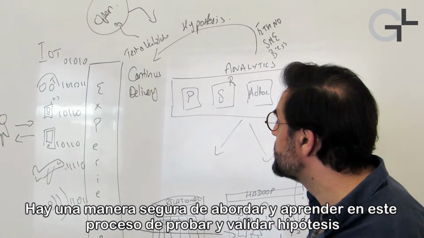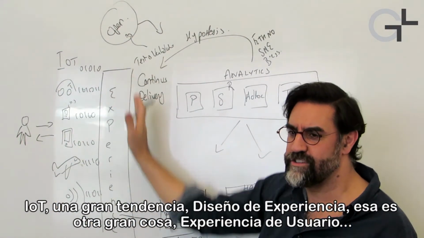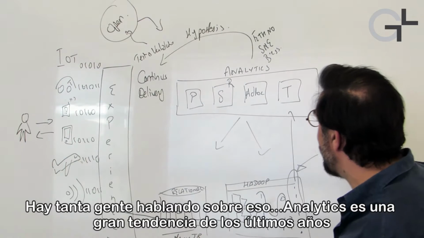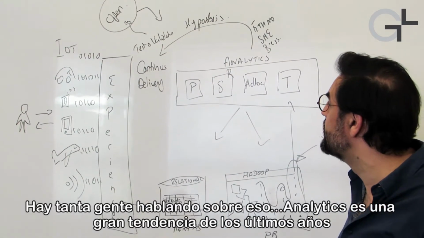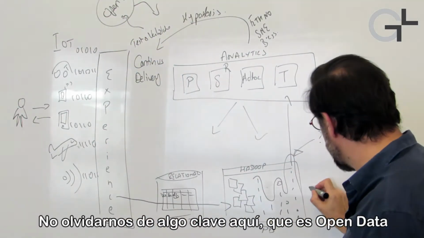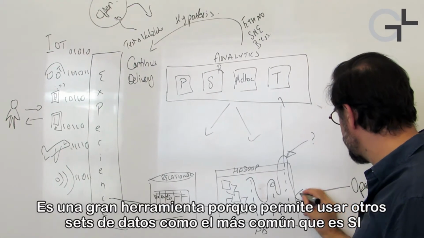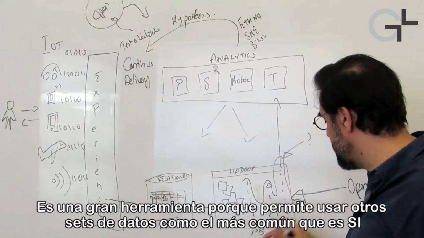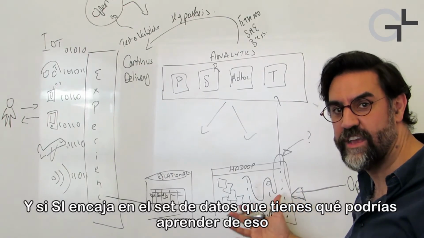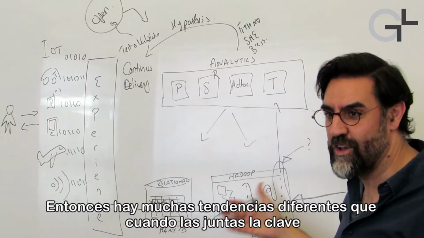Testing and validating hypothesis. IoT, great, another big trend. Experience design, that's another big thing. Customer experience, there's so many people talking about that. Analytics is a huge trend over recent years. Open innovation, less so, but still very important. Not to forget, the key thing here is open data. That's a great tool because you can access and use other data sets. An obvious one that people talk about is weather. How might weather fit into the data set that you have? What could you learn about that? So we've got lots of different trends going on here.